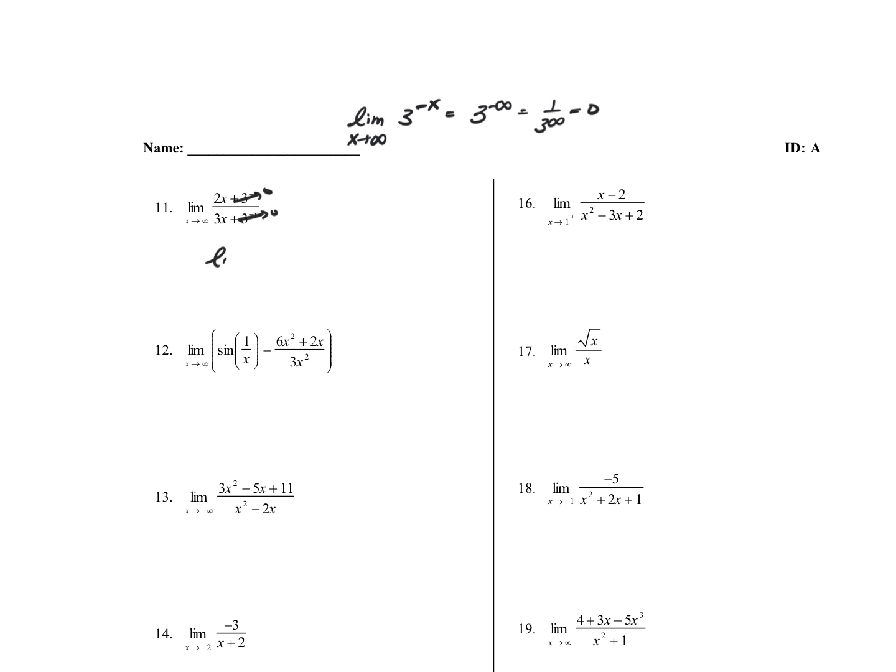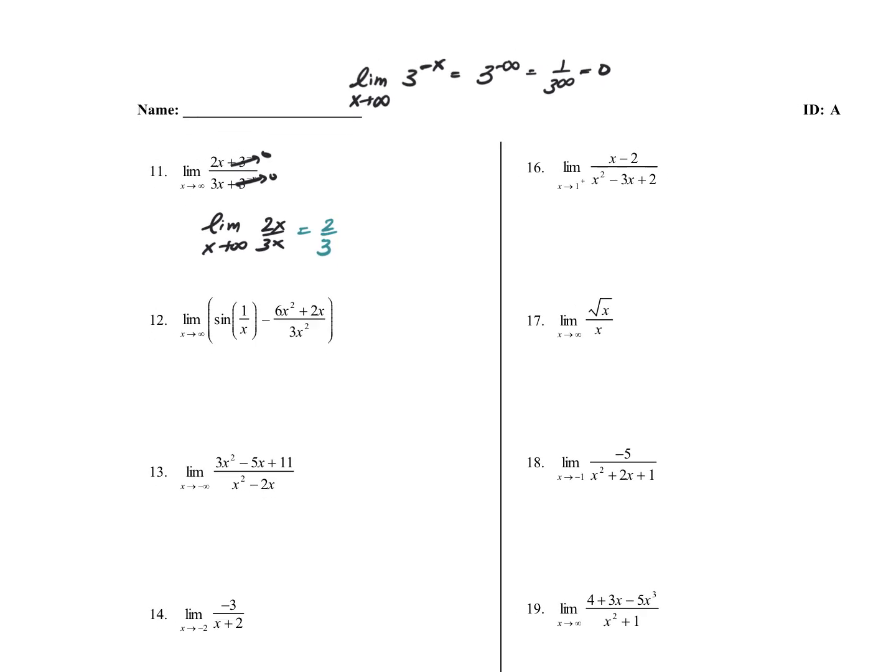Now I have the limit as x goes to infinity of 2x over 3x. Remember, when the powers are the same, we take the coefficient, and it looks like that, okay? All right, number 12. There's a lot going on. I would do them as 2 separate questions.